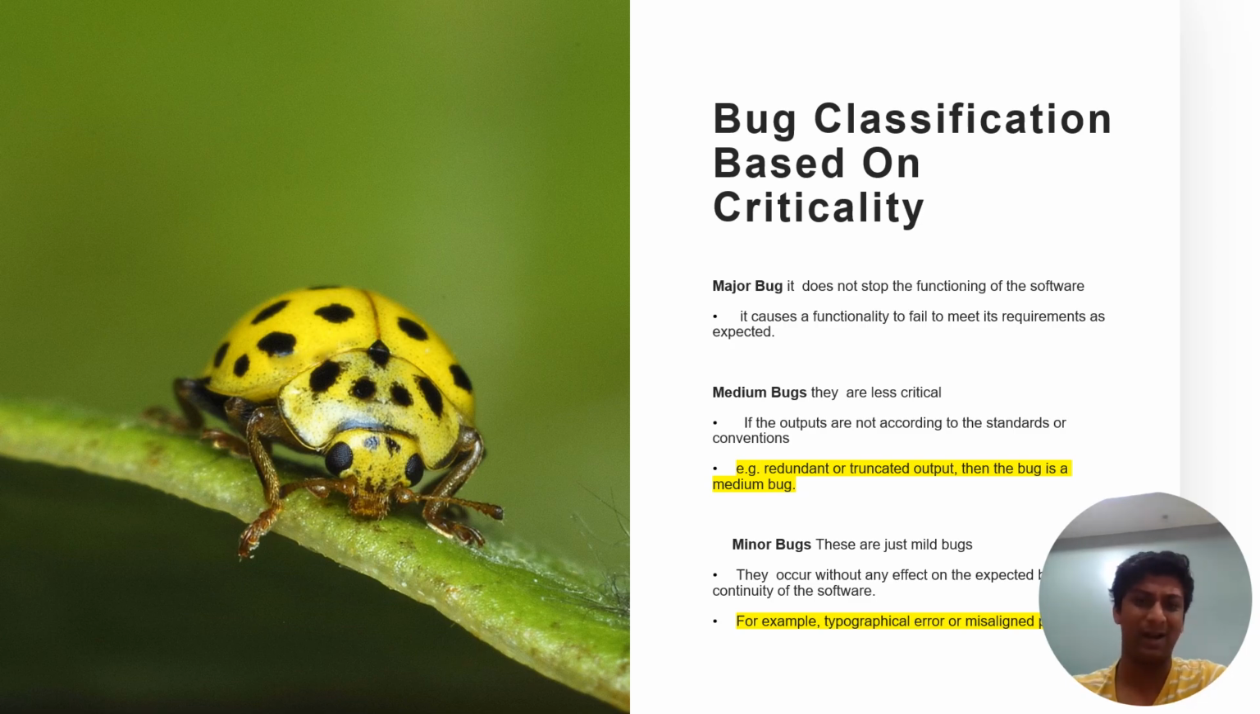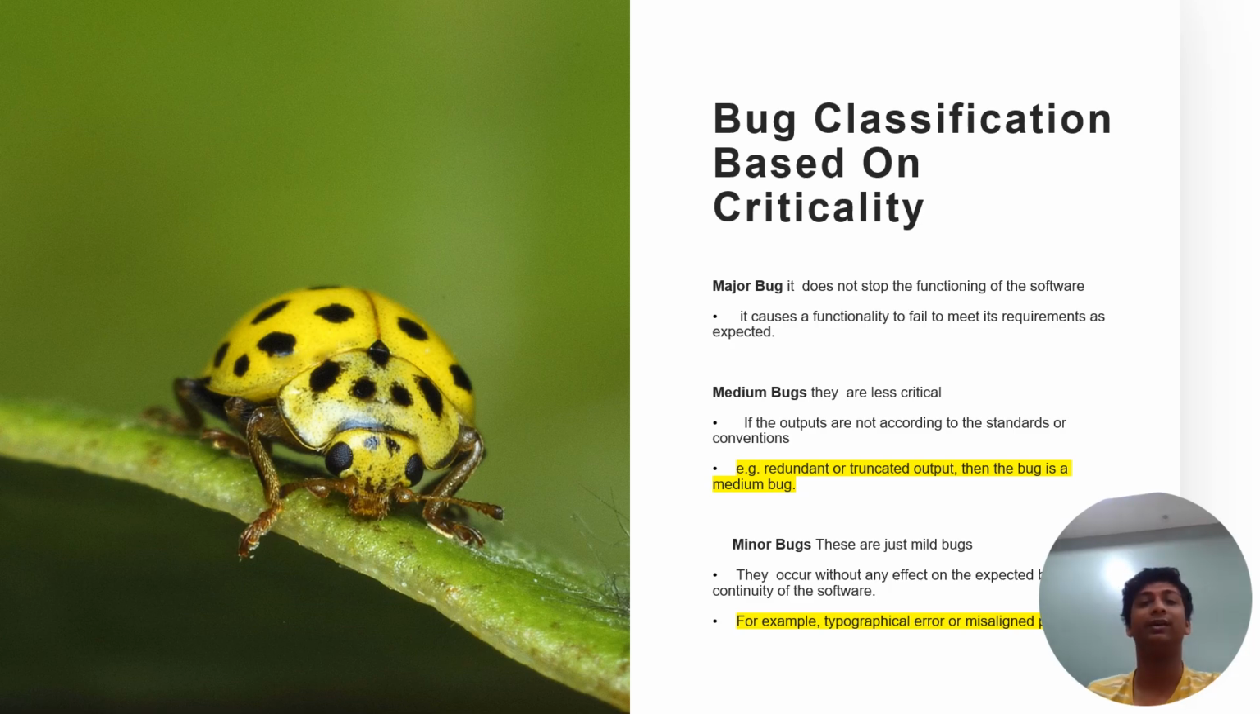These are just mild bugs. They occur, like, with human errors you can talk about over here, like typographical errors. Suppose I'm typing my name Hardik, and if I'm typing H, I'm getting G. By mistake I am typing G instead of H. You can take that as an example if you want.